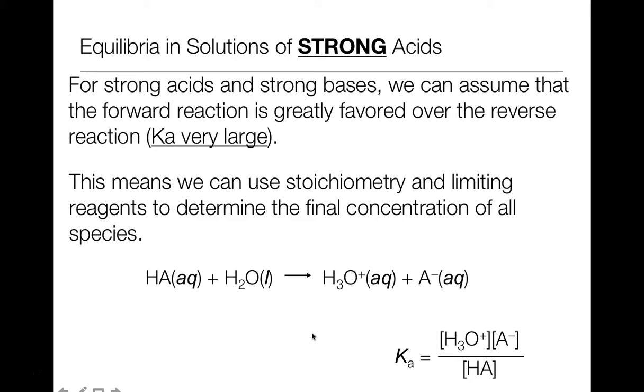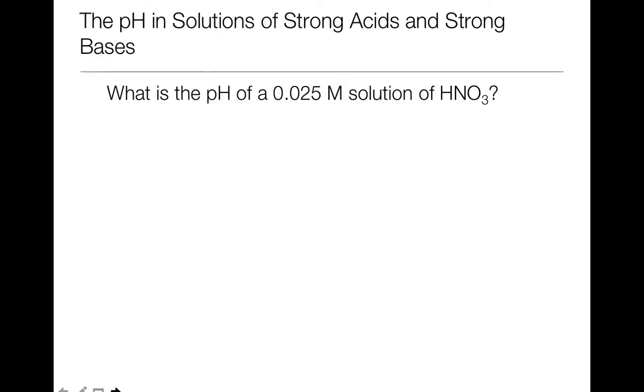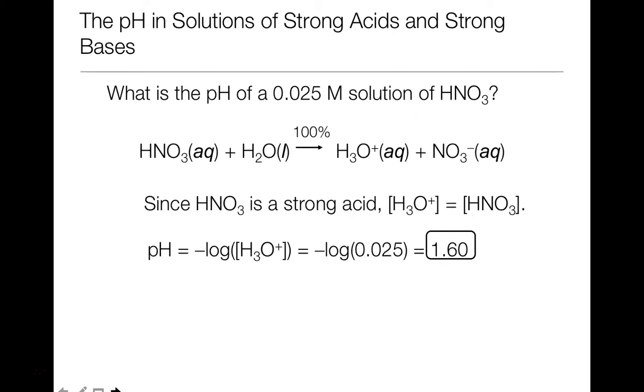So let's start off here. We'll start with an example. We have a solution of nitric acid, HNO3. It says, what is the pH of a 0.025 molar solution of nitric acid? So we're going to remember what pH is. pH is going to be our concentration of hydronium in solution, right? But right now I only know the concentration of HNO3.